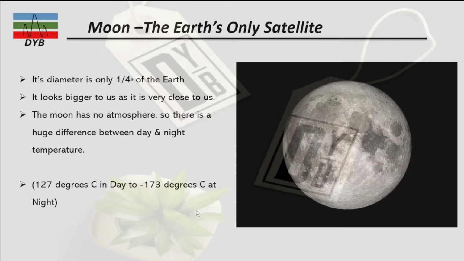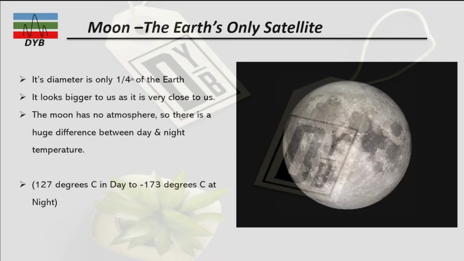So also the diameter, as mentioned, is 1/4 of the Earth, or we can call it a quarter of the Earth, and it looks bigger because it's close to us. Even if you look into the sky, the moon and sun appear to be the same size, but because of the distance, the moon is near to the Earth and the sun is so far from the Earth, that's why it appears to be the same. And especially when we have a solar eclipse or a lunar eclipse, you can observe this, that the moon is exactly a similar size to the sun.